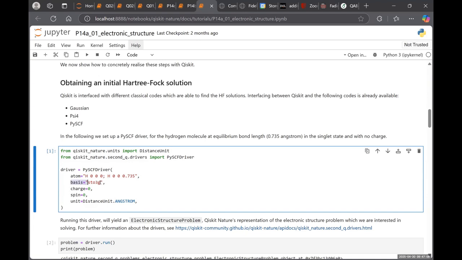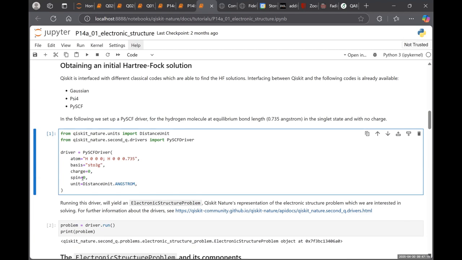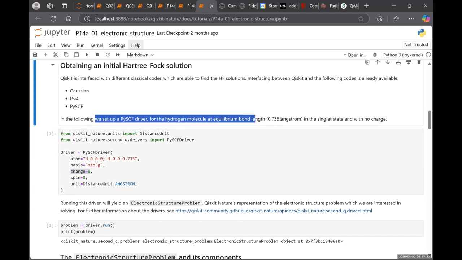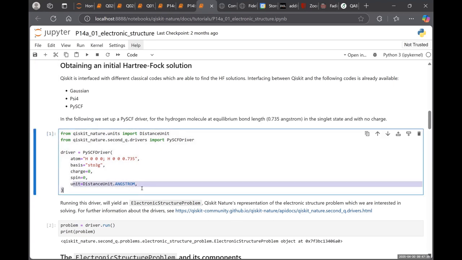And they choose some kind of basis for the wave function. It's called STO-3G. This is charge neutral, so they want to find the state that has no charge and no spin, meaning a singlet. So they're setting up a driver for a hydrogen molecule in equilibrium. Here the unit is angstrom. Basically you just need to run this, and most of the time you are changing maybe the coordinates, or you want to try another orbital basis.